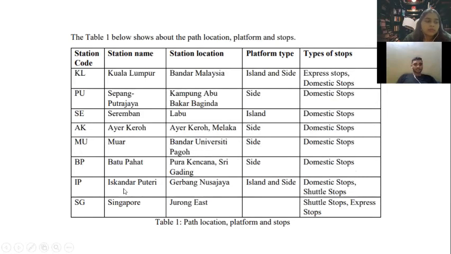The next one would be Iskandar Putri. The station location is Gerbang Nusa Jaya. Platform type is island and also a site. The type of stop is domestic stop and also shuttle stop.